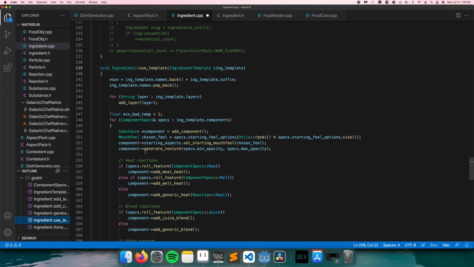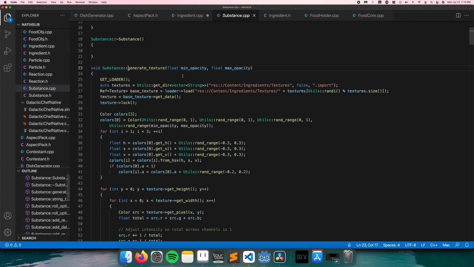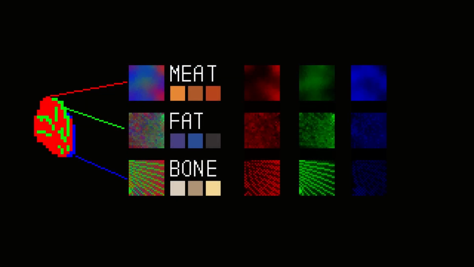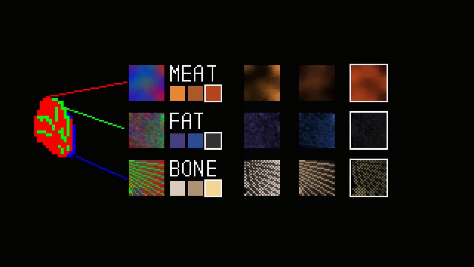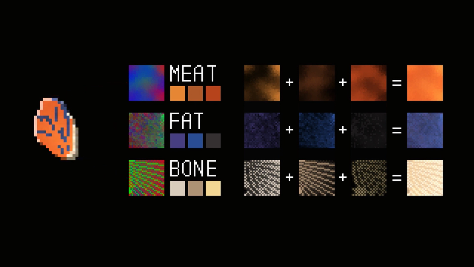Back to use template, for each component I'm going to make some decisions, starting with choosing the actual starting mouthfeel from a list. Texture generation is a bit complicated, and I've covered that in another video already. But basically, I choose a starting texture at random, and then convert the red, green, and blue channels into amounts to use of 3 randomly generated colors. This allows me to have smooth and textured blends between different colors that can vary wildly from ingredient to ingredient, but also from component to component.